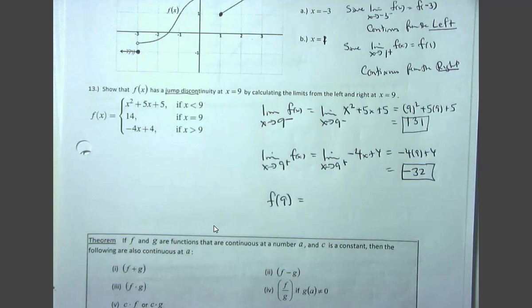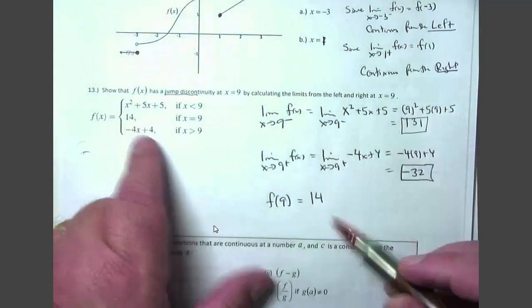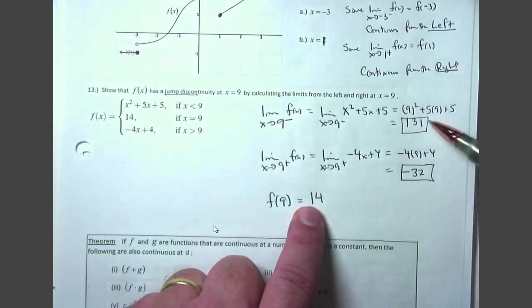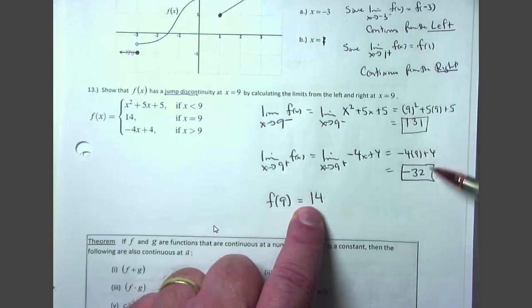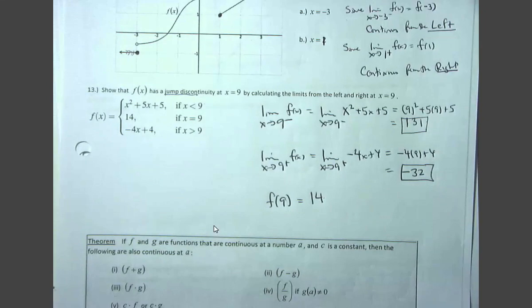By the way, what is f of 9? At x equals 9, that is 14, and you can clearly see the functional value is not connected to the limit on the left, nor is it connected to the limit on the right. This is called a jump discontinuity. Does that make sense?